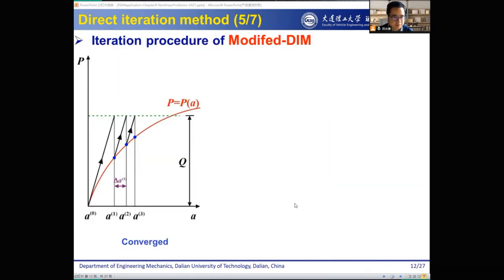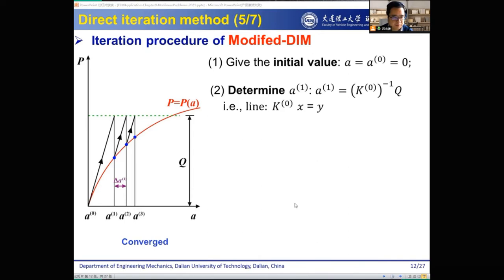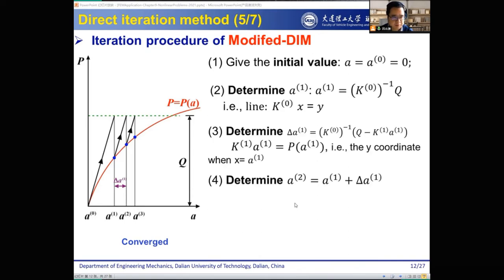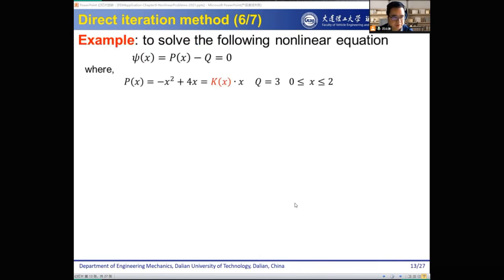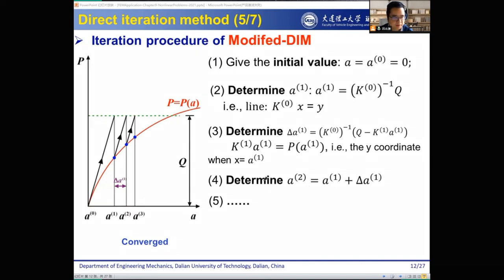Let's also have a look at the convergence problems and the iteration procedure. The iteration procedure we have already explained, but let's repeat it again. We give the initial value A0, and then we determine the line. The next step is to determine A1. From the initial value, we can calculate A1. A1 equals to those, and here is the line.